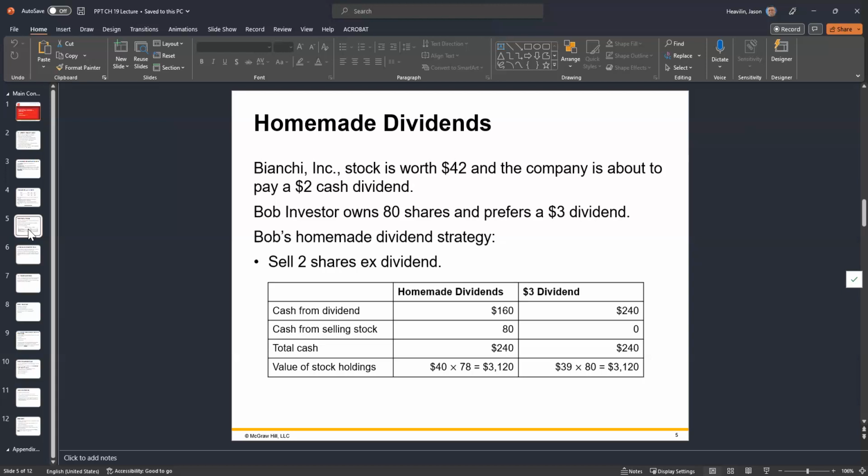So what you do is, for a homemade dividend, if you have a stock that does not pay dividends, which means the price goes up a little faster, if you ever want to cash out some of your gains, you just sell a few shares and you get the cash that you want.